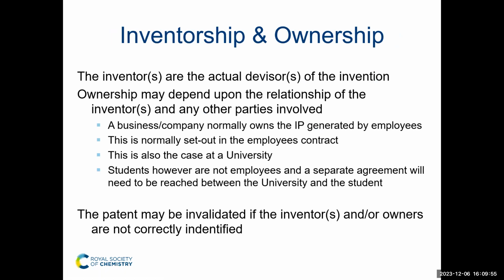So, inventorship and ownership. Pag sinabi nating inventor, so these are the actual devisors of the invention. Okay? So, kung sino yung gumawa ng product, yun yung tinatawag nating inventor. So, ownership may depend upon the relationship of the inventors and any other parties involved. Okay? So the patent may be invalidated if the inventors and or owners are not correctly identified.